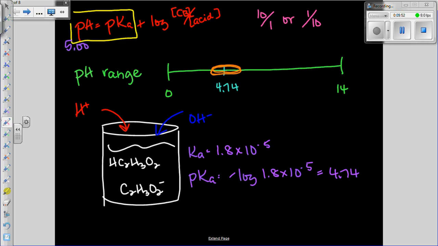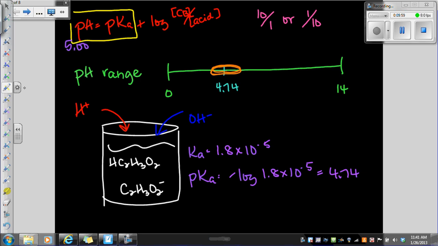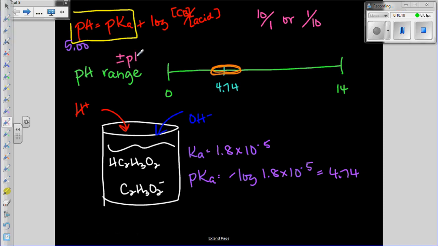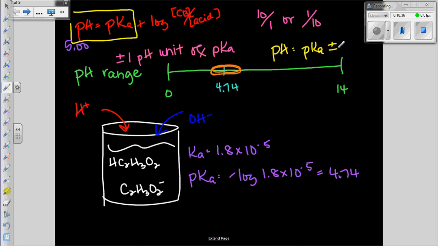So the best buffers have their range within plus or minus 1 pH unit of pKa. So ideally we want these two to be equal to each other, but if we don't have that option, we want it to be pKa plus or minus 1. We don't want it to go beyond that.